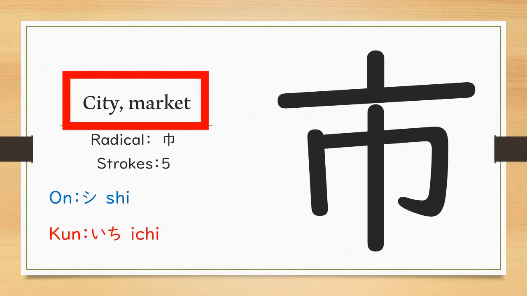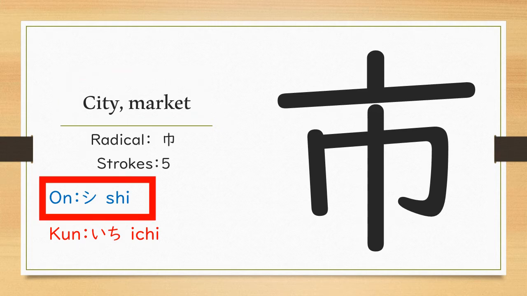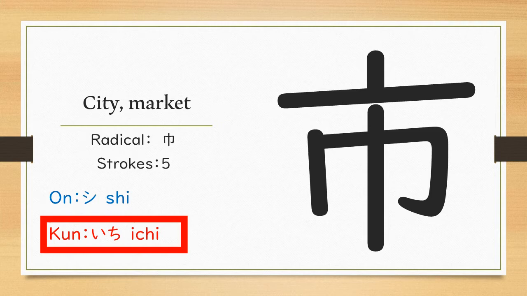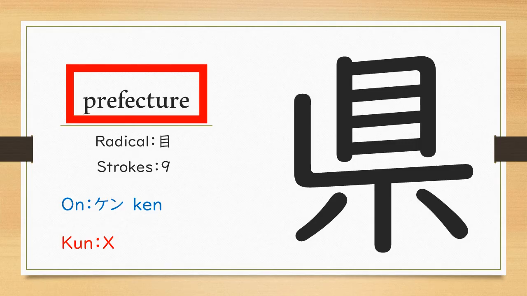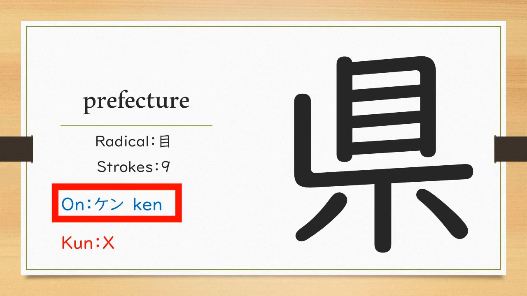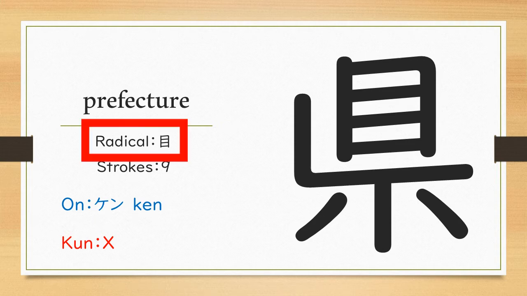The meaning is city, market. On is shi. Kun is ichi. Ichi means market. Radical is this symbol. The meaning is prefecture. On is ken. There is no kun for this kanji. Radical is I, me.